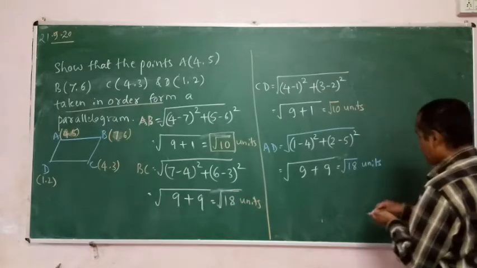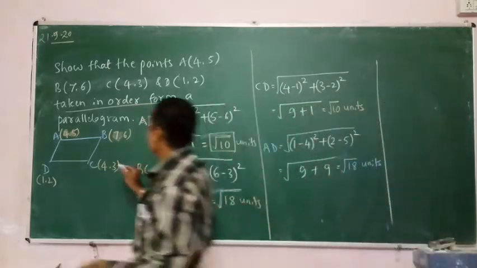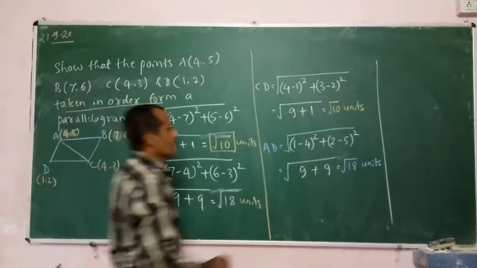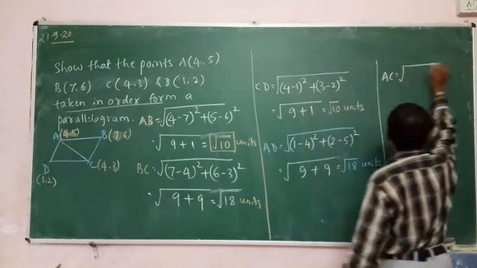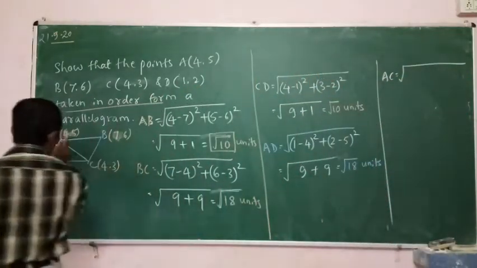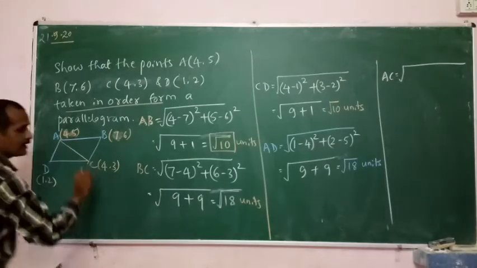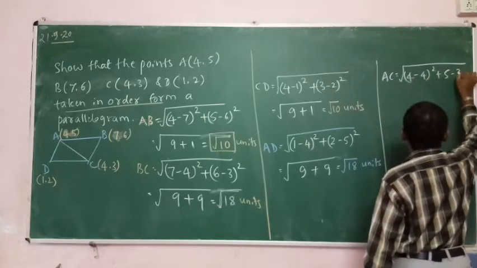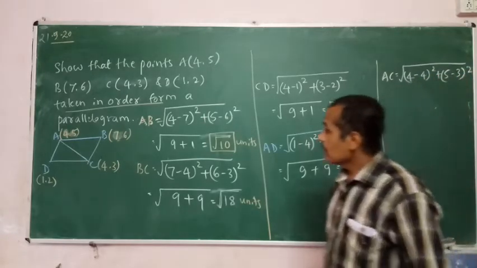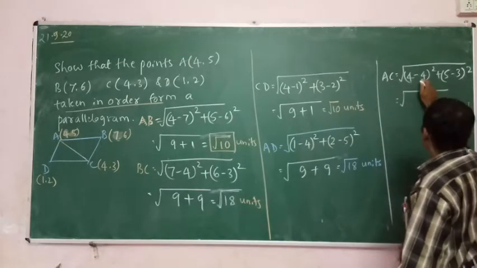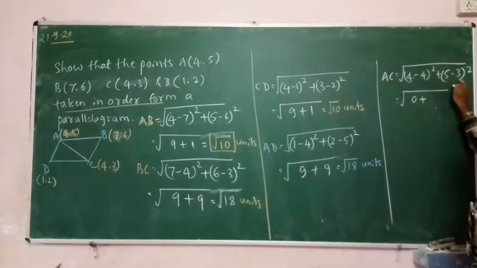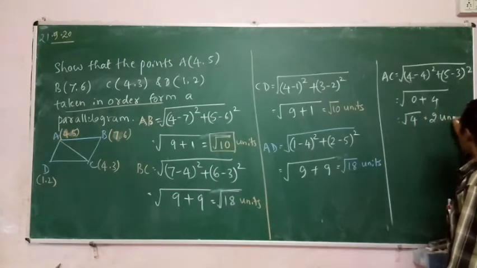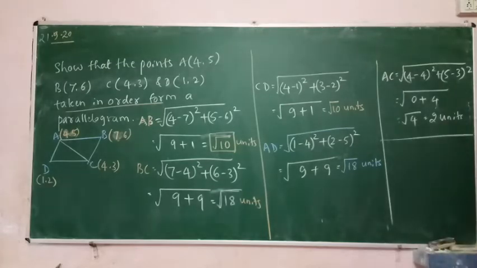Let me find the length of AC using these two coordinates. AC is equal to under root (4 minus 4) the whole square plus (5 minus 3) the whole square. It is 0 square, 0, plus 2 square is 4. Answer is square root of 4, nothing but 2 units.